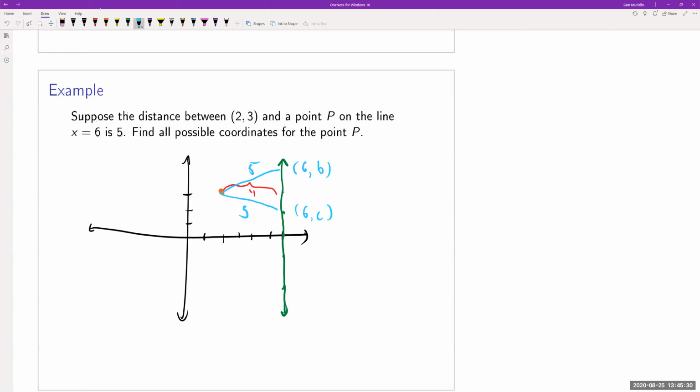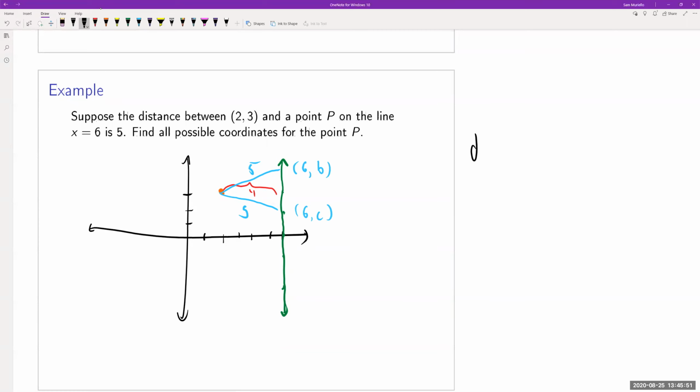We'll have to find these two using the distance formula. So we should expect that we should get out two answers. Both of them have an x-coordinate of 6. One of them is going to have a higher y-coordinate than the other, and I should get out two total answers. So let's make sure that that happens when we solve this problem using the distance formula.